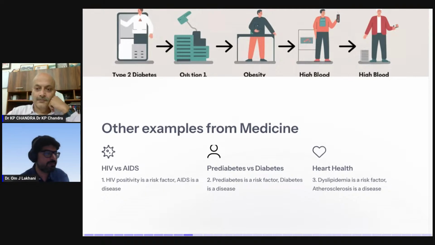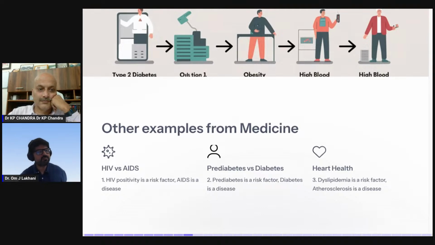Same way, for example, pre-diabetes versus diabetes. Somebody has an HbA1c of 6.3. Now he or she is pre-diabetic, but somebody has an HbA1c of 12, they're clearly having diabetes. So naturally, our approach to both patients is going to be different, right? Somebody with an HbA1c of 12, we are going to treat that patient. Somebody with an HbA1c of 6.3, we are going to give them initially mainly lifestyle advice, right?